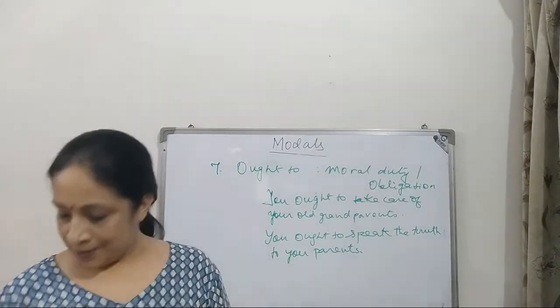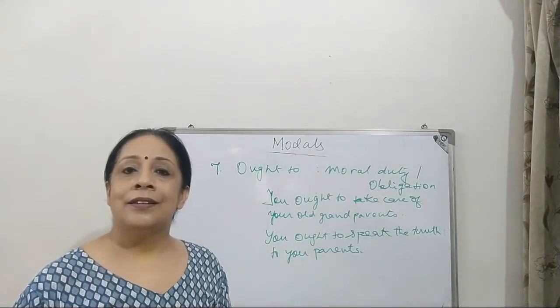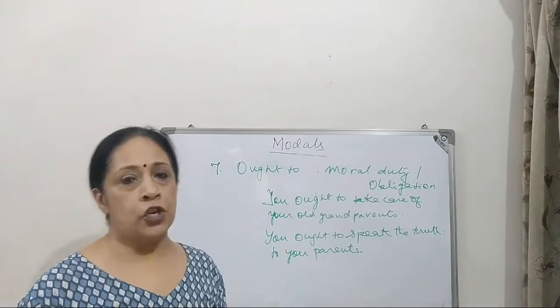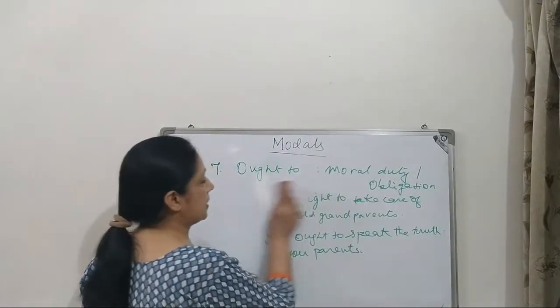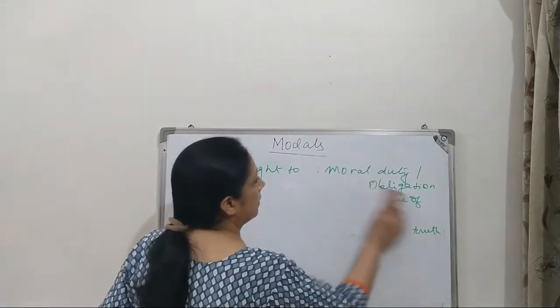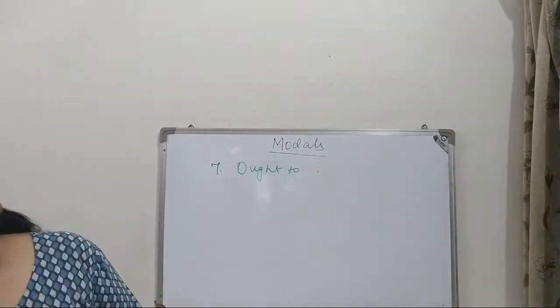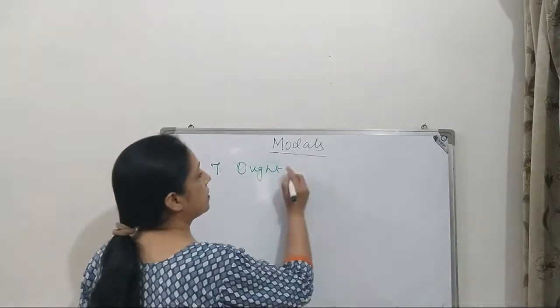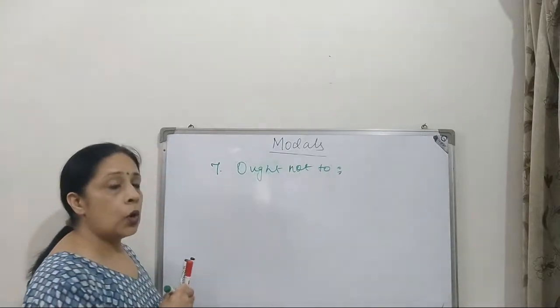protest. Alright, you ought to love your country, alright? You ought to respect your parents. Perfect. So let's do the negative of this. Alright? Ought not to. Let's do ought not to. So what is ought not to?